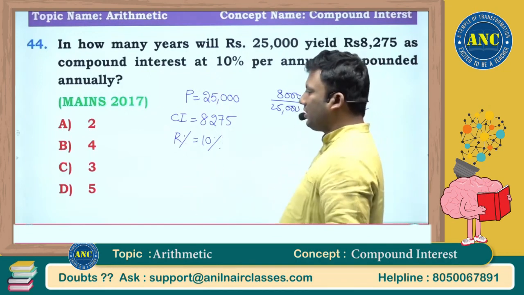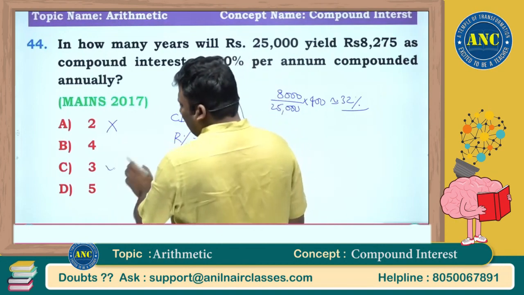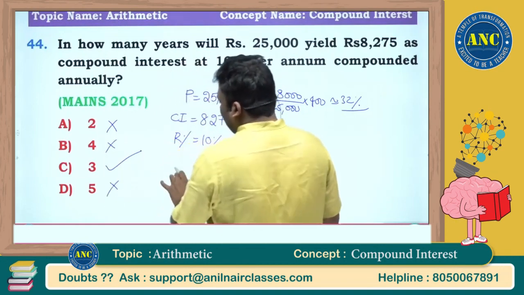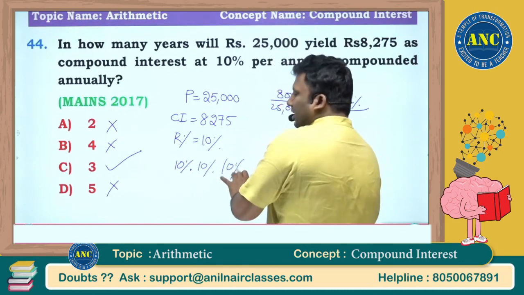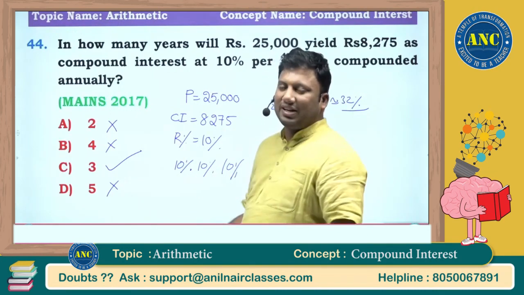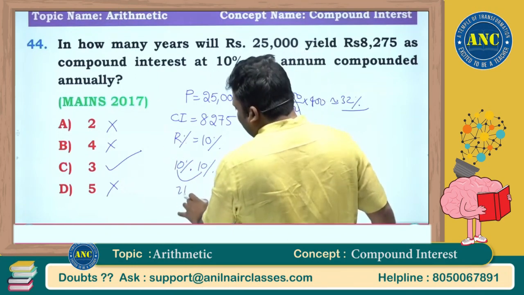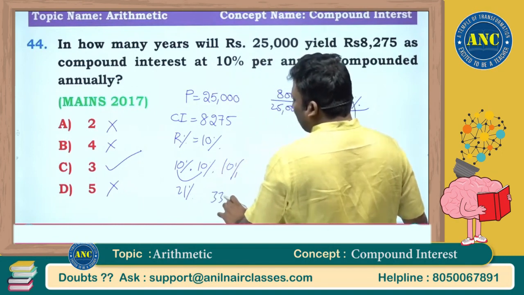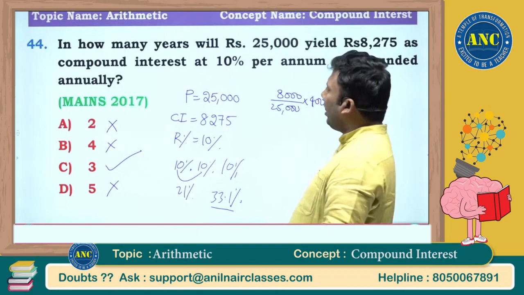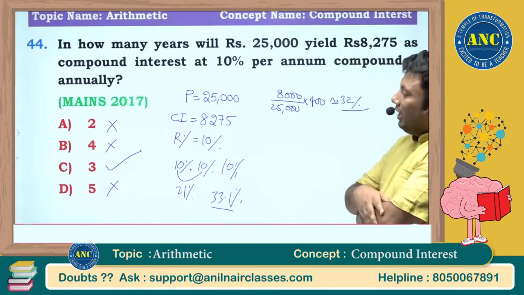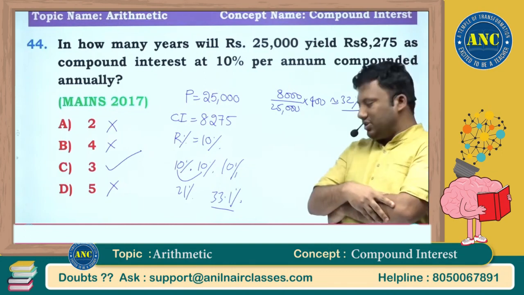Around 32 percentage. 2 times I will get 21 percentage. 3 times I will get 10 percentage, 10 percentage, 10 percentage. SI itself is 30 percentage. CI will be just greater than 30. So this will be 21 and this will be 33.1, which is closer. Answer will be 3. I hope the idea is clear. So 25,000, CI is 8275.